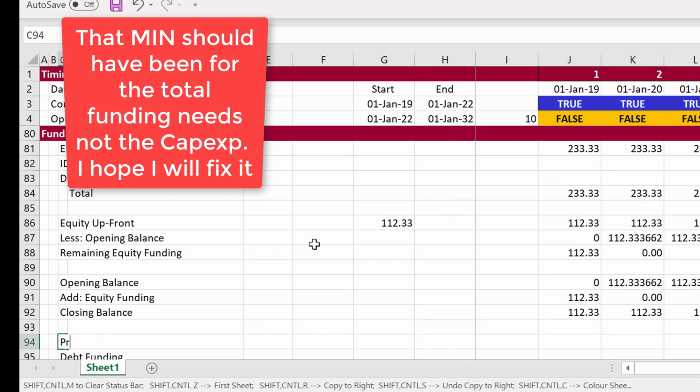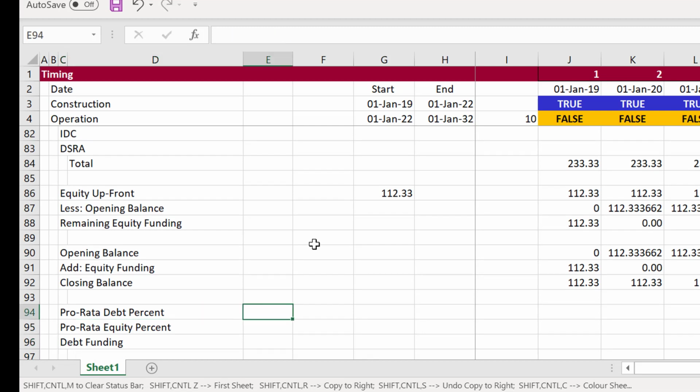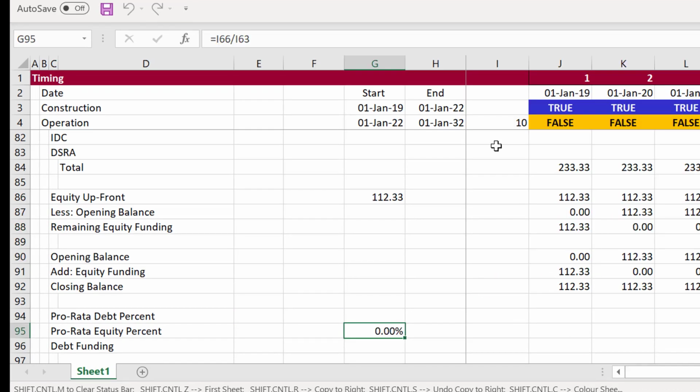Okay, and now I better put the debt pro rata debt percent, and the pro rata equity percent. Oh, how boring, how tedious, this is torture is the best way I would describe it. Just a minute.